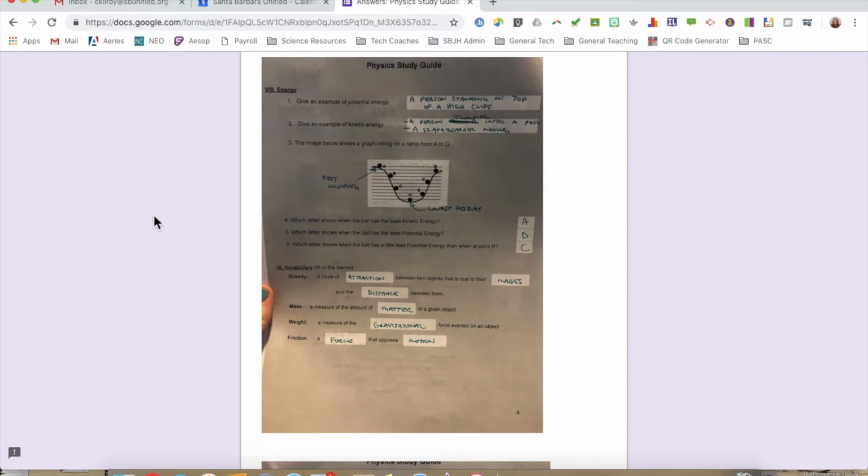The image below shows a ball rolling on a ramp from A to B. Which letter shows where the ball has the least kinetic energy? That's where it's going the slowest. So the least kinetic energy is where it's not moving, position A.